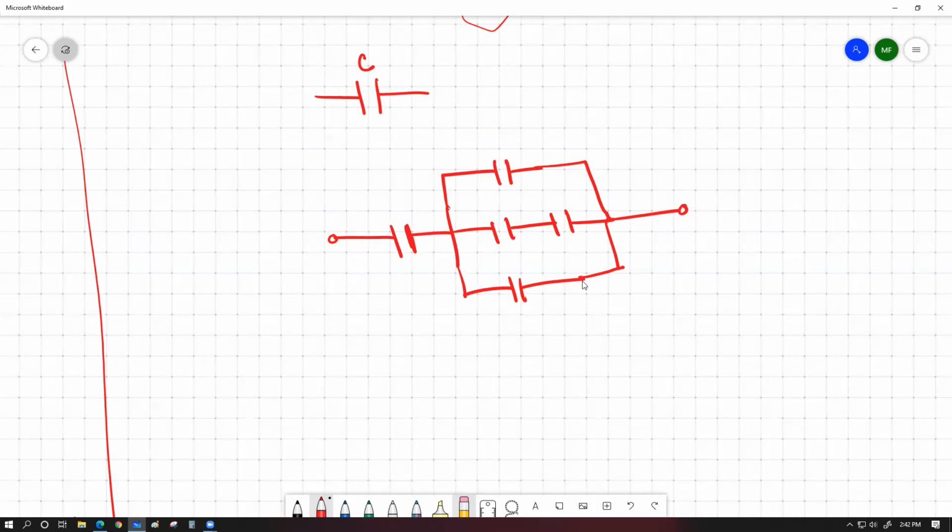Can you please try and tell me, by doing calculation, what would be the equivalent capacitance of this combination? All of the capacitors have a capacitance C. What will be the equivalent capacitance of this combination? Remember, for series combination, you have to go for the reverse formula. For parallel combination, you have to go for the addition formula.